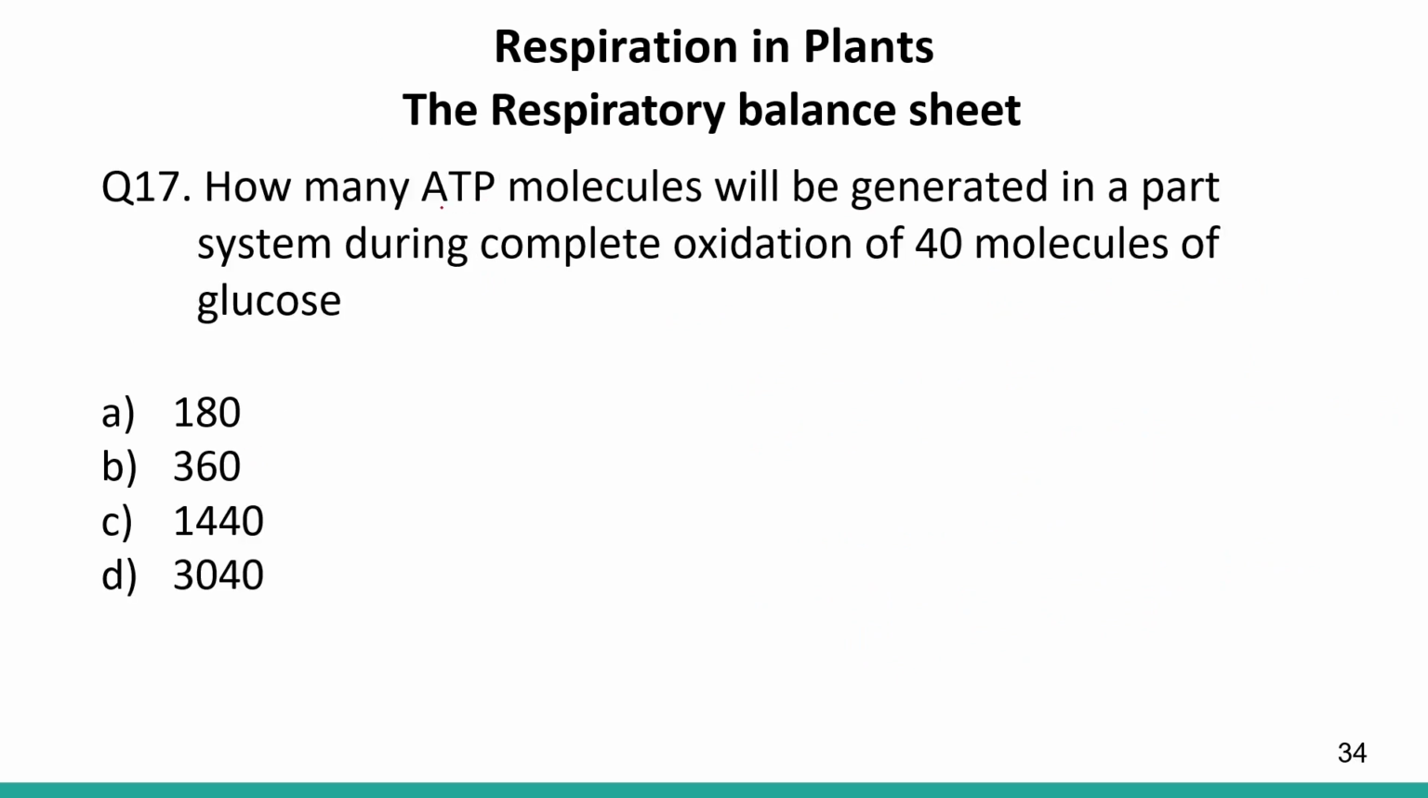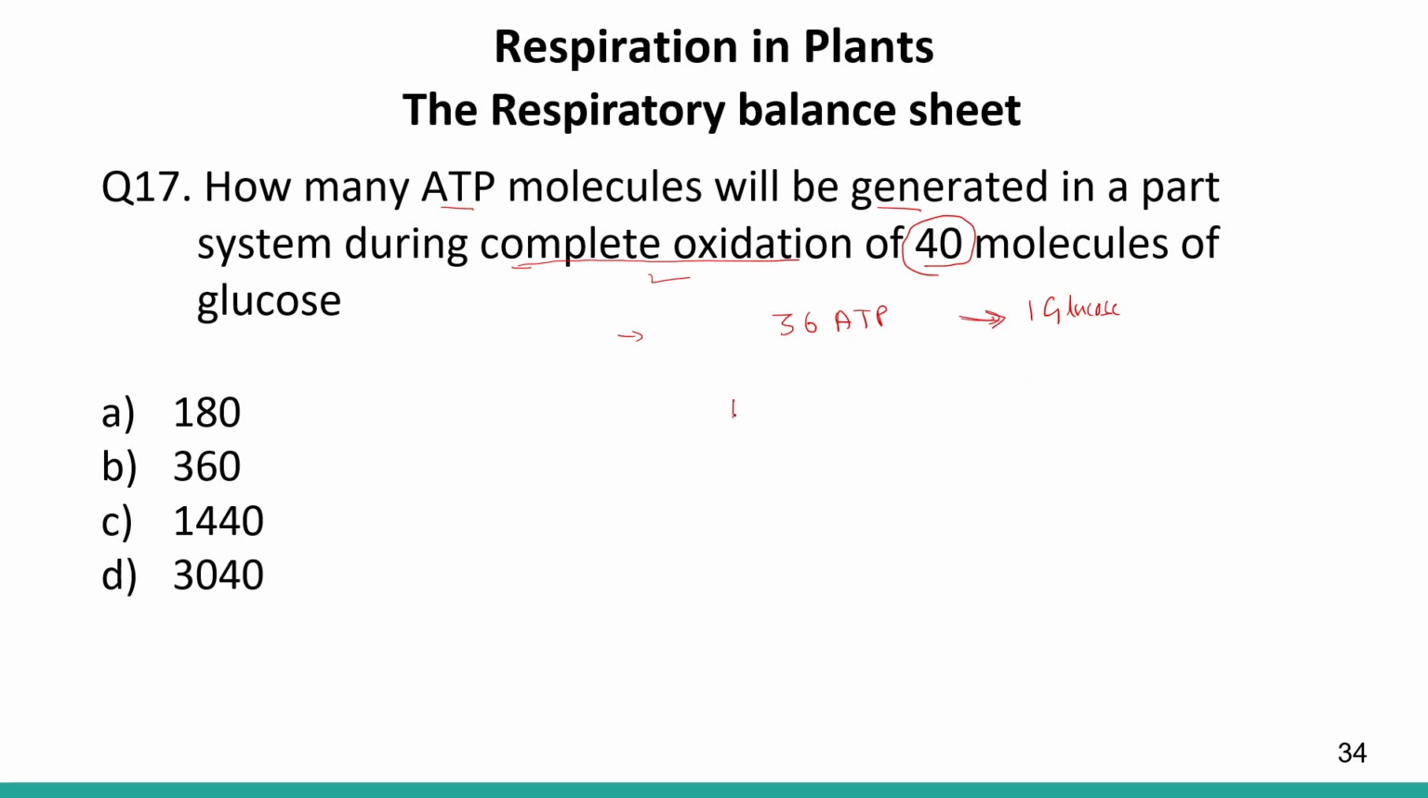The next question is, how many ATP molecules will be generated in a plant system during complete oxidation of 40 molecules of glucose? Alright, so they are again talking about the complete oxidation, meaning the aerobic respiration. Now in the previous question we have already seen that 36 ATP are produced from one glucose molecule.